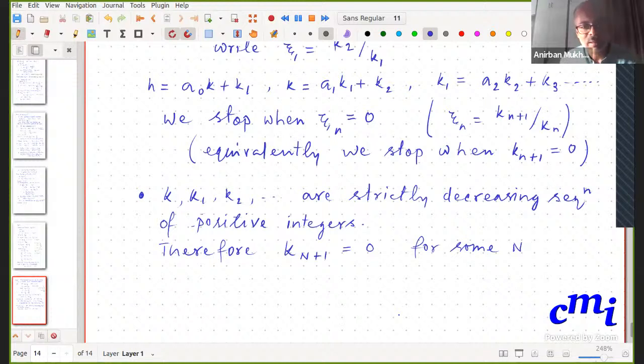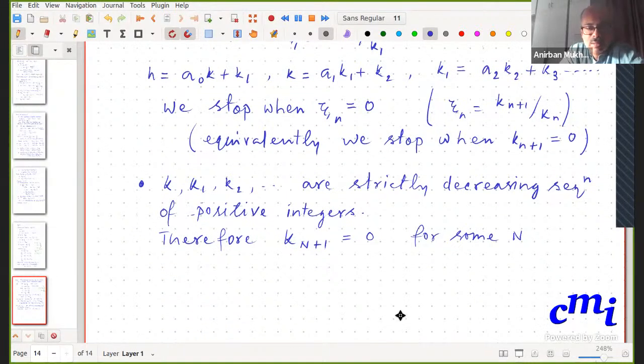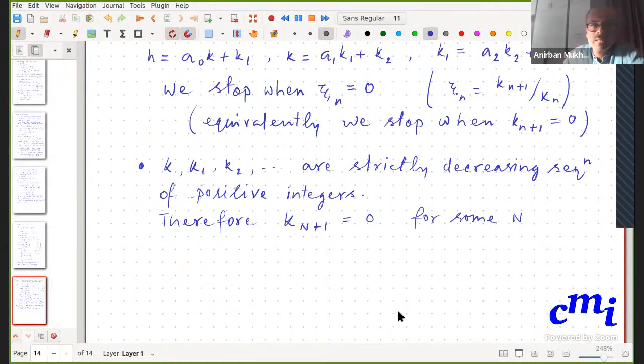Now note that this process does not work for irrational numbers, because the Euclidean division we are using doesn't work there. It's not a quotient of integers. So we are starting with a rational number. That is why this Euclidean division works and terminates at some finite stage, because all these remainders form a strictly decreasing sequence of positive integers, so they have to become 0 at some point.